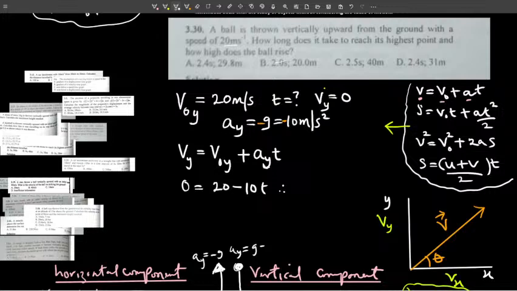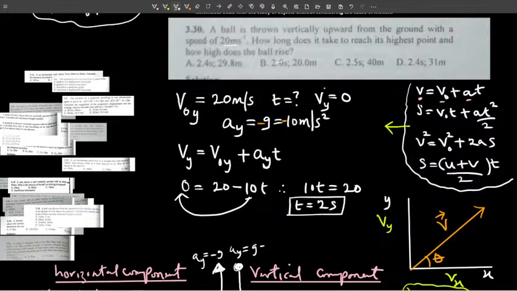So therefore, we solve in mathematics, bring this over to this point. We're going to have 10t equals 20. So divide both sides by 10. My t will be equal to what? 2 seconds. Very, very sweet and simple. T equals 2 seconds. So which of them have 2 seconds?